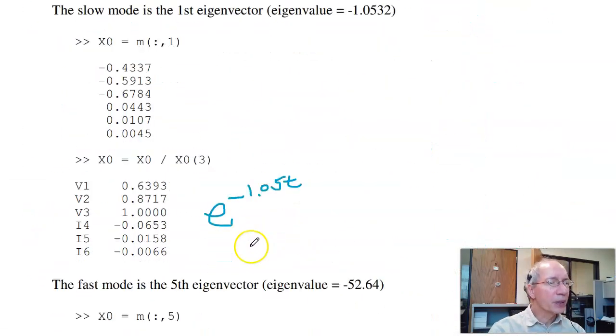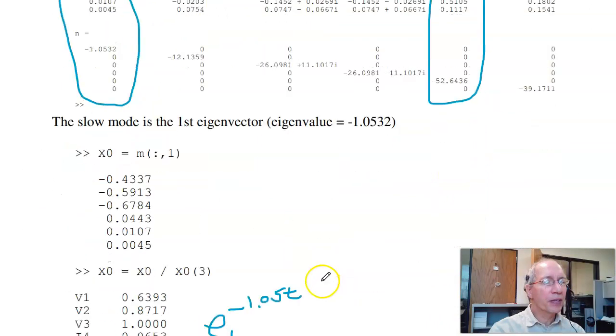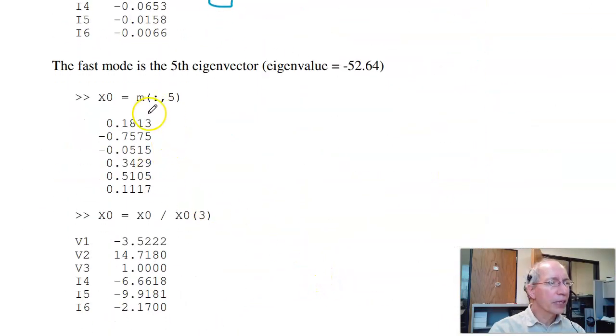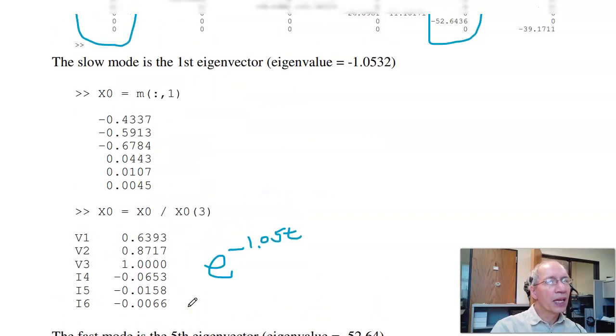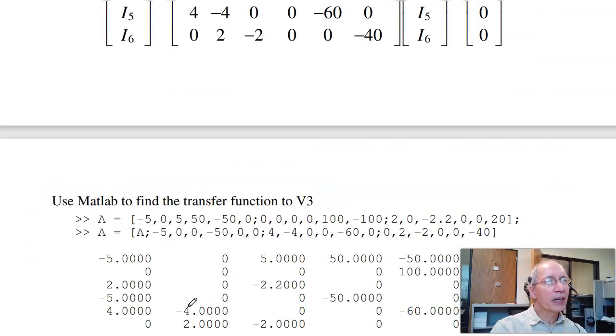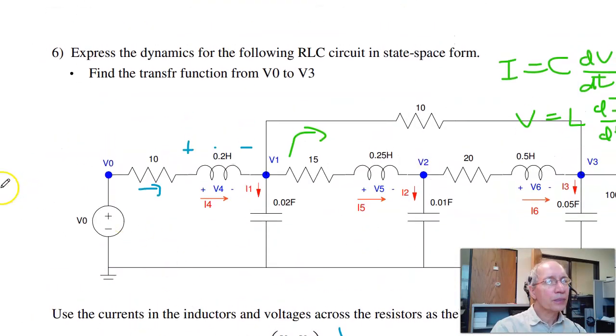The fast mode is pull off the 5th eigenvector. Pulling that off, scaling it, so here's your V1, V2, V3, I4, I5, I6. Here I've got big currents. This is 6 amps, 9 amps, 2 amps with minus signs. If I make the currents large, very quickly the energy goes to 0. And again, that kind of makes sense. If I have large initial conditions on the capacitor, large currents, then very quickly the energy gets dissipated by these resistors.